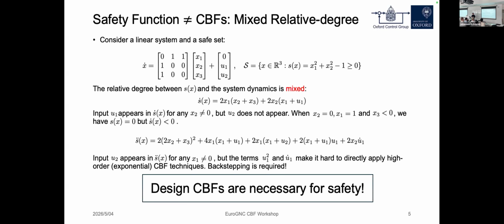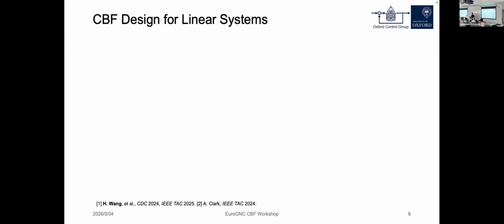So we are arguing that designing the barrier function is necessary for safety, even for the simplest case you can imagine. For a linear system plus a disk obstacle, you still need to design a barrier function. It's not universal to use the safety function as a barrier function. How can we do this?